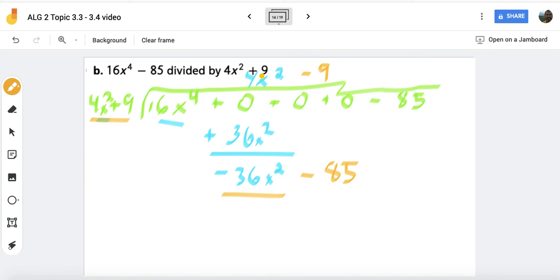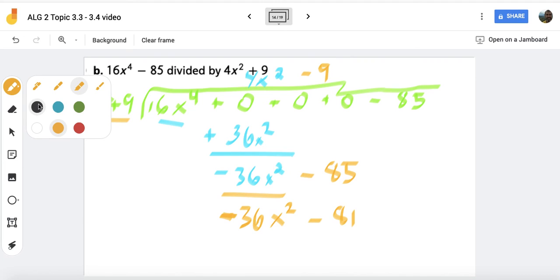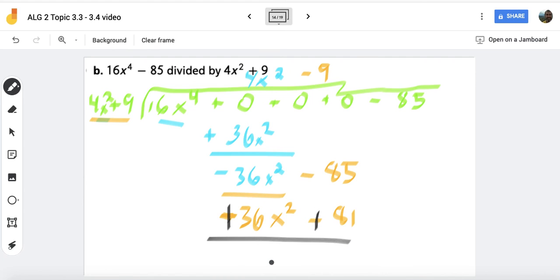Because the next term, when I multiply by negative 9, it's going to be the same value of x, same exponent for x. Negative 9 times 4 is negative 36x squared. Negative 9 times 9 is negative 81. But then we need to subtract. Subtract makes it opposite sign and opposite sign. We're left with 0x squareds, and we have negative 4 as a remainder.